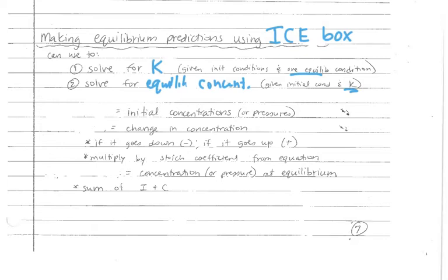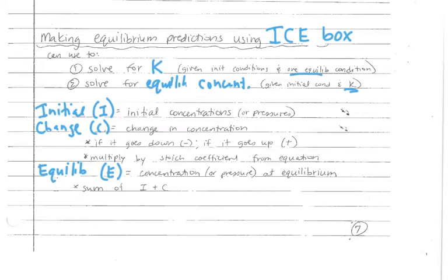So what does ICE in ICE box stand for? I stands for initial. C stands for change. And E stands for equilibrium. All right, so we set up this table where we record the initial concentrations, the change in concentration, and then the equilibrium concentration.